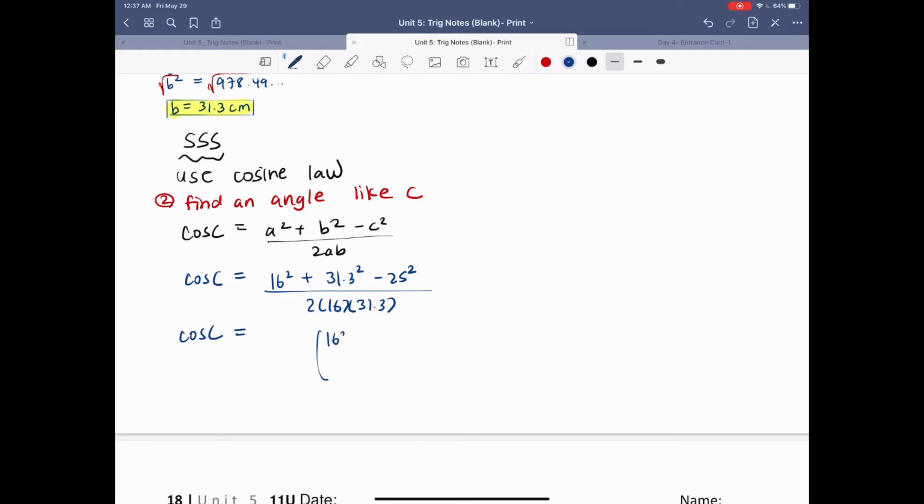I'm going to rewrite the following. At this point, I want to get C by itself, so I'm going to cos inverse both sides, and therefore I will get C by itself. I'm not going to rewrite that part, so I'm just going to get C equals 53 degrees approximately.